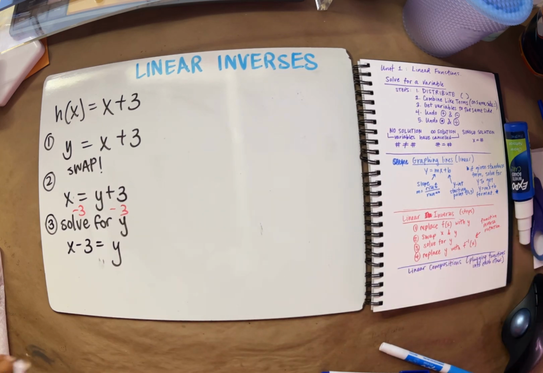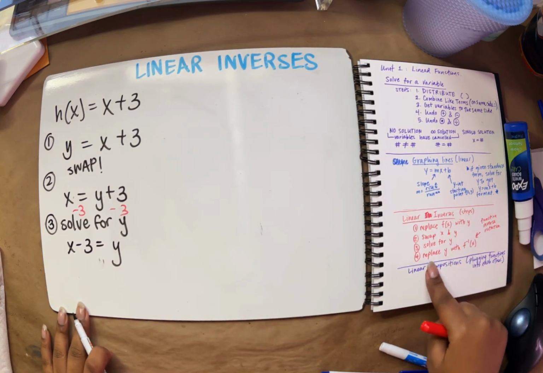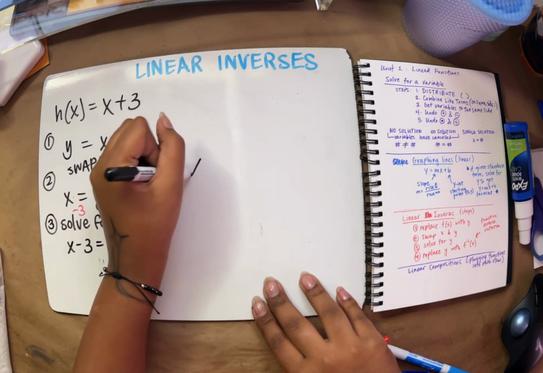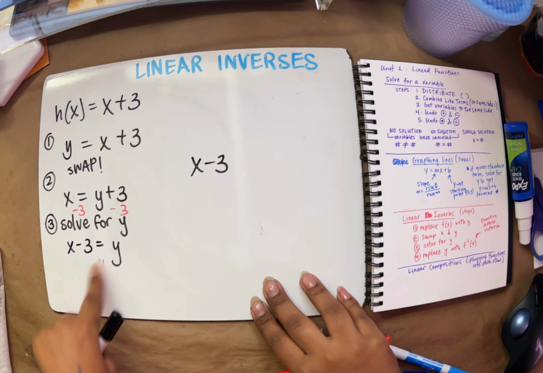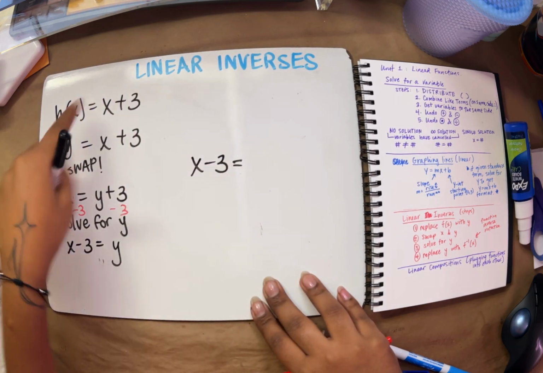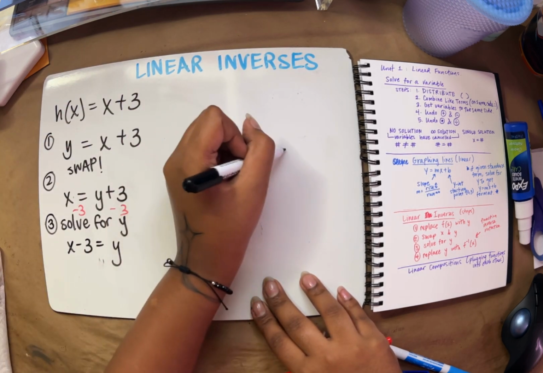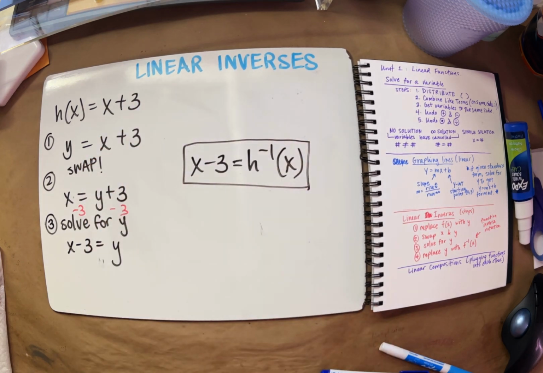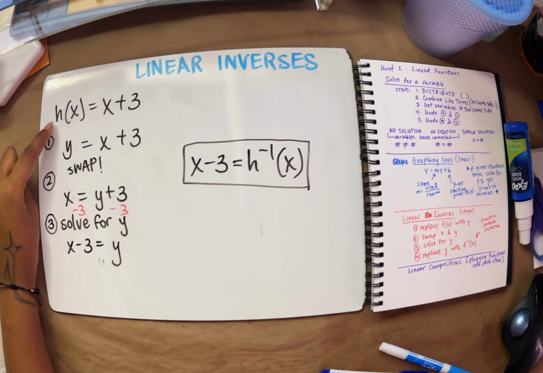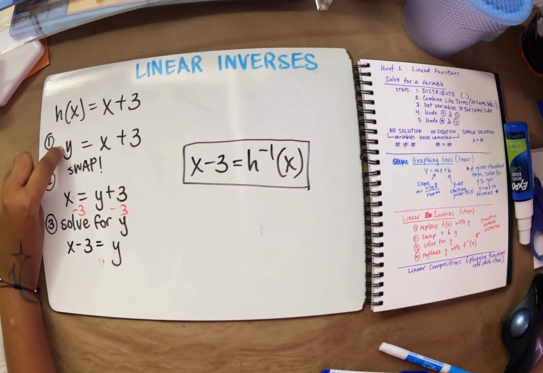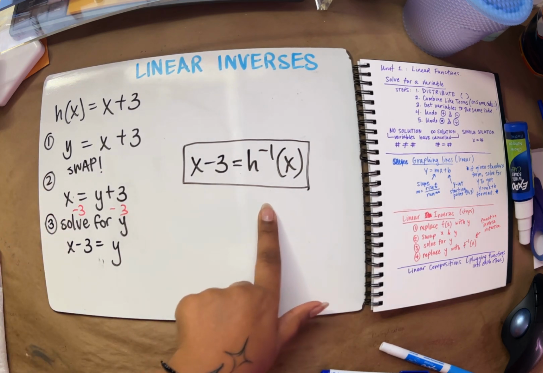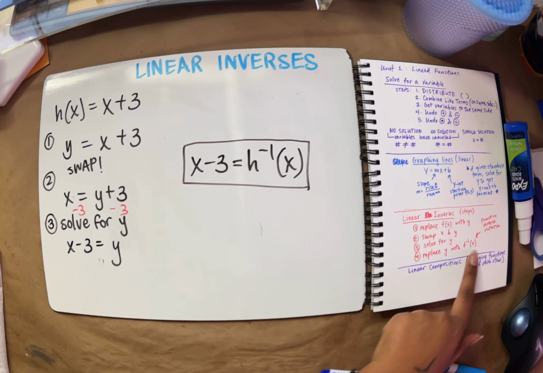It's isolated. That's perfect. Now all I have to do is replace my y with f of negative 1 of x. So I have x minus 3 is equal to h of negative 1 of x. And that's all. Nice and easy. All I have to do is change my h of x to my y, swap my x and y, then solve for y, and then replace my y with my inverse function notation.